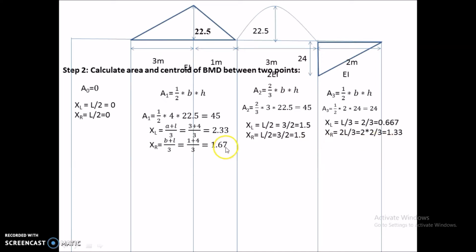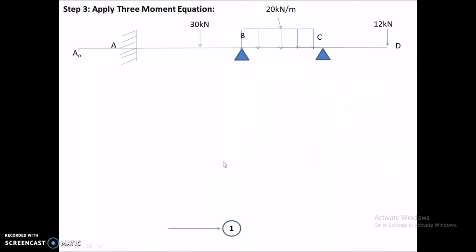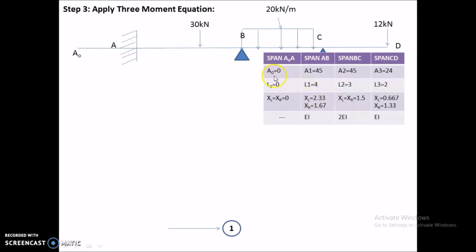This completes our second step. Coming to the third step, applying the three moment equation. So these are our calculated values: A naught, L naught, XL, XR for span A naught A. These are the values for span AB. These are the values for span BC and for span CD.